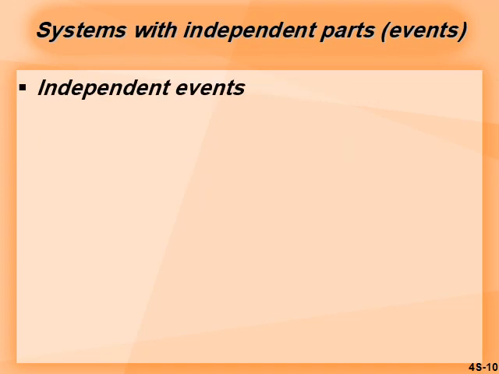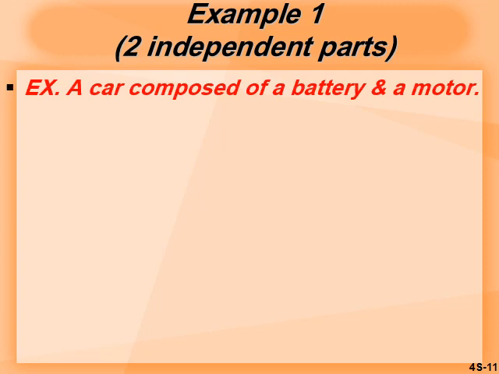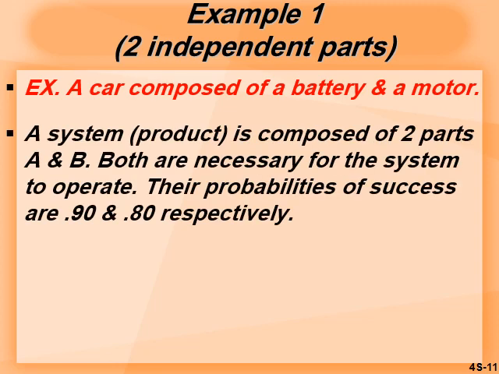Independent events or parts are events whose occurrence or non-occurrence do not influence each other. They are independent. For example, having a car that is composed of 2 parts only for simplification, a battery and a motor. How can we calculate its reliability?